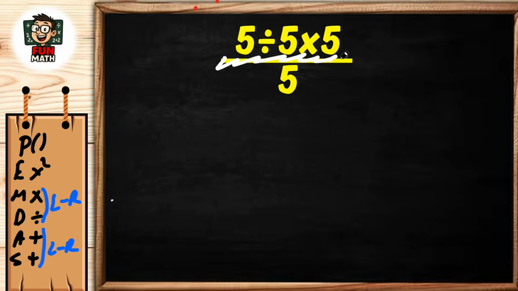This fraction bar represents division. The upper part of the fraction is done first. Here we have division and multiplication. The division on the left is done first. 5 divided by 5 equals 1.